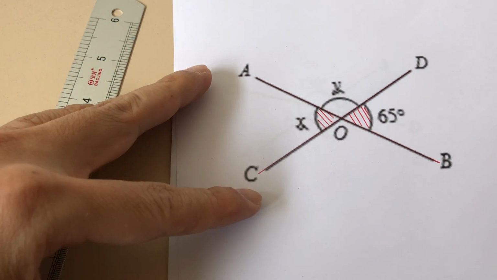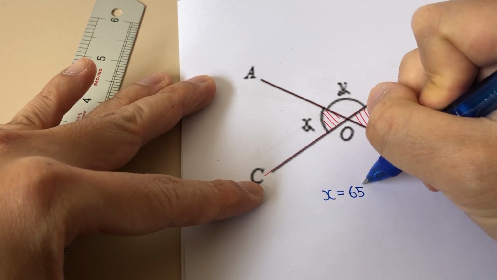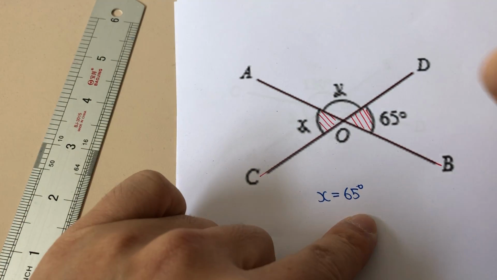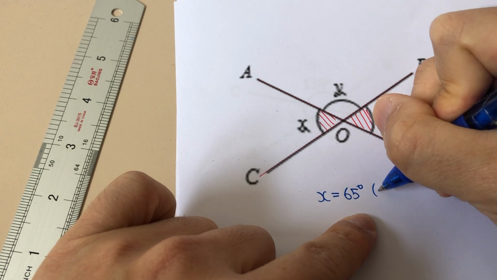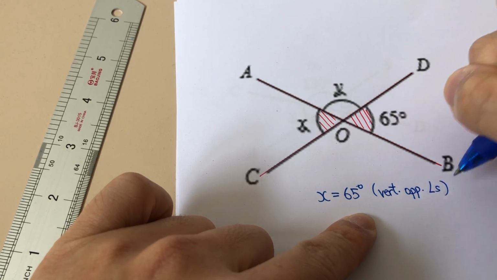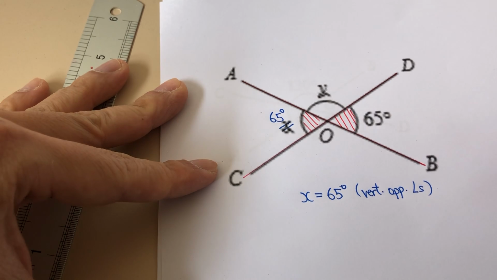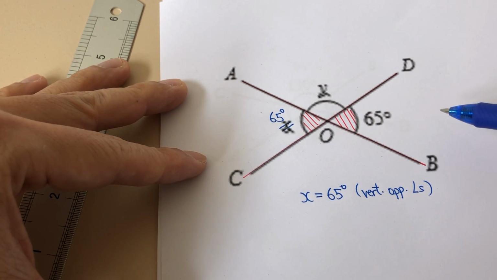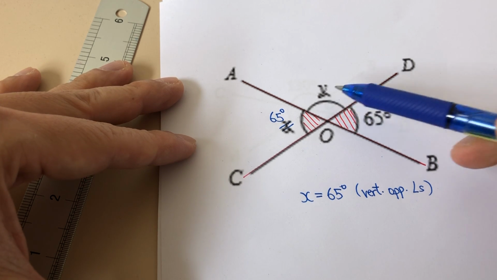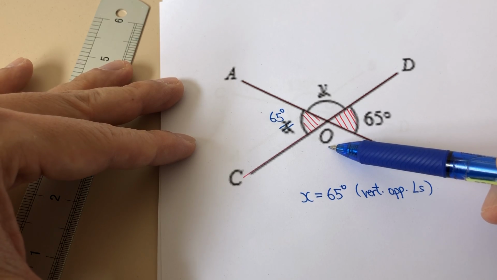So you may just put it down. X equals 65 degrees. They are the same. Do we need to write something else here? The reason is vertically opposite angles. Okay? So here we can just write 65 degrees. We don't need the X anymore. And now, what about Y? Can we find Y? The opposite angle we don't know, so we cannot use vertically opposite angles.